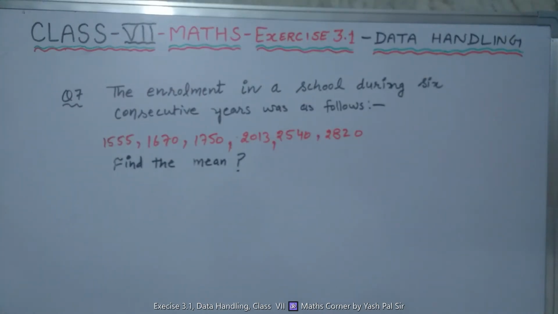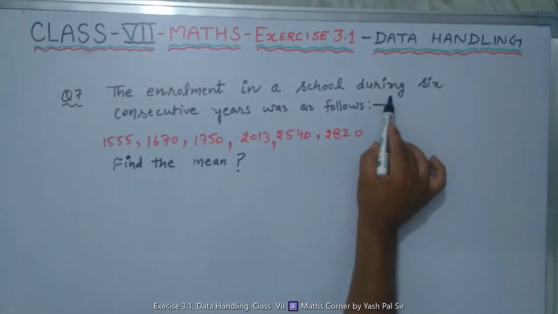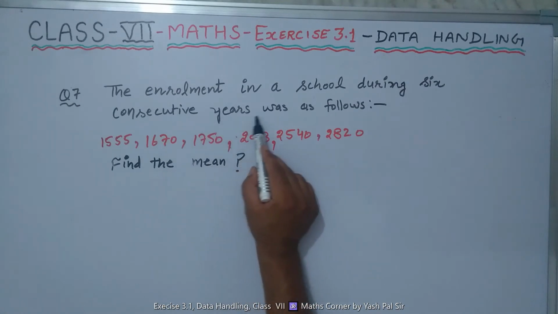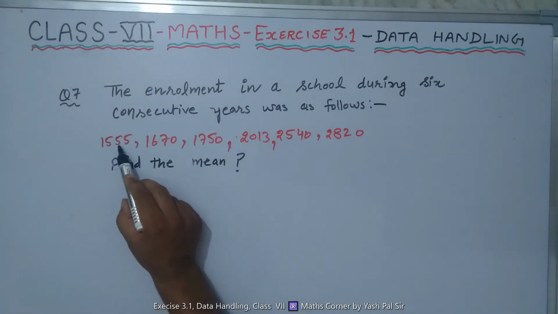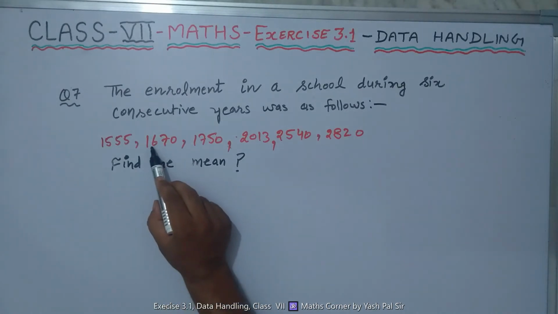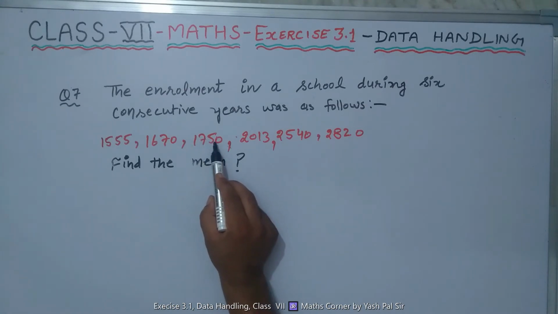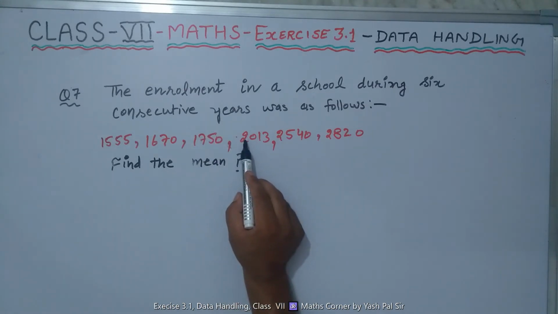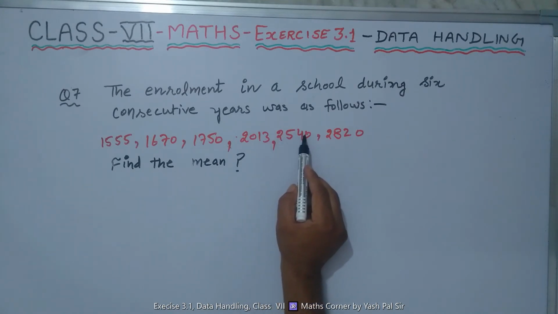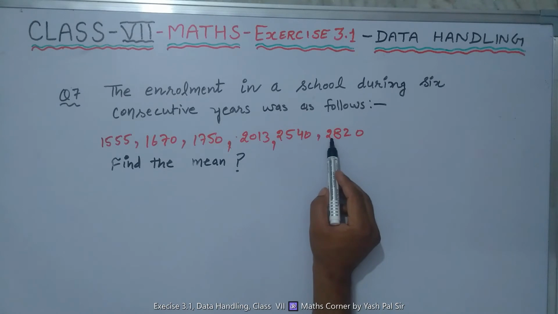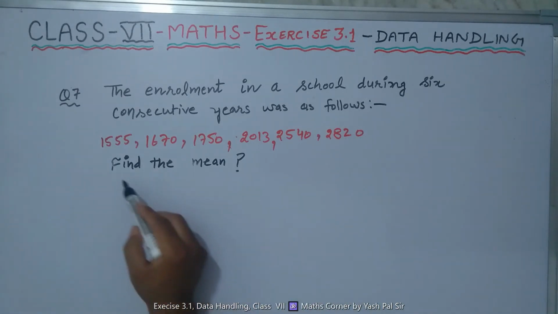Now what is question number 7? The enrollment in a school during 6 consecutive years was as follows: 1555 students, 1670 students, next year 1750 students, next year 2013 students, next year 2540 students, last year 2820 students. Find the mean.